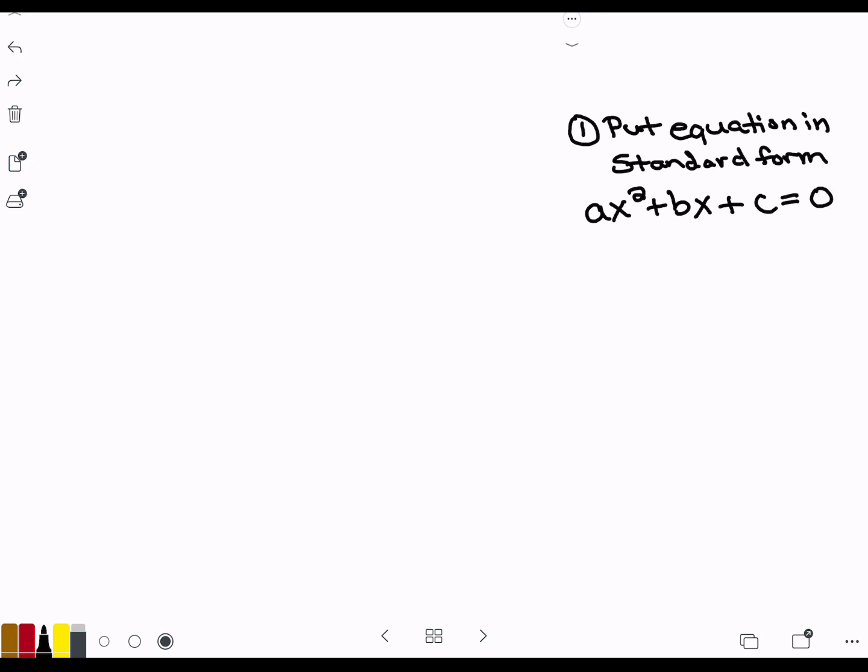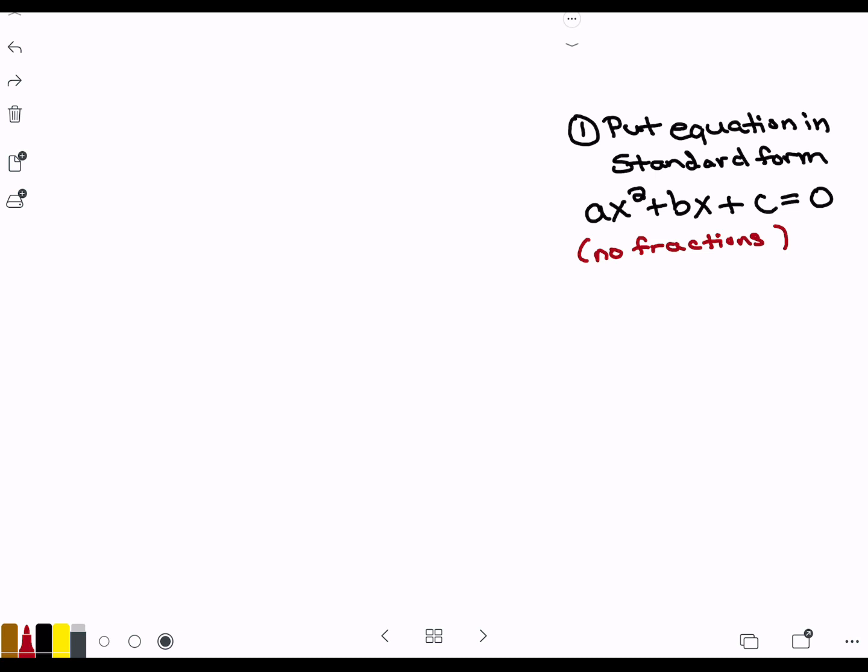This is the standard form. Basically you want 0 on one side, and then you want your terms set up in descending order by the power. And also no fractions. It will be better if you do not have fractions in your standard form for a quadratic equation.